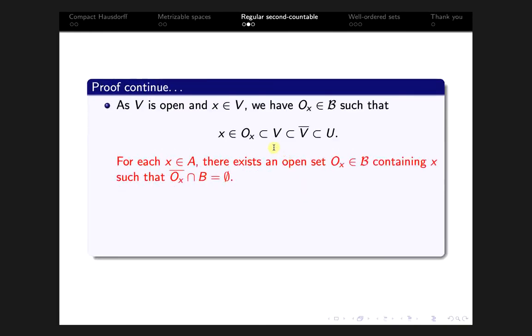So in particular, V closure and OX every subset of U disjoint from B. Okay, so OX closure intersection with B equal to empty set. So this is the summary. For every X we have some basic open set OX containing X such that the closure of that basic open set OX has empty intersection with B.